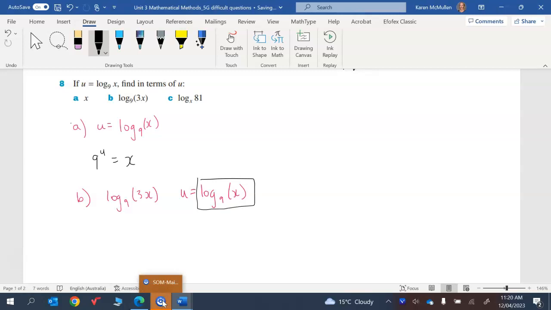Just wondering why that's flashing on me. All right, don't know why it was flashing.